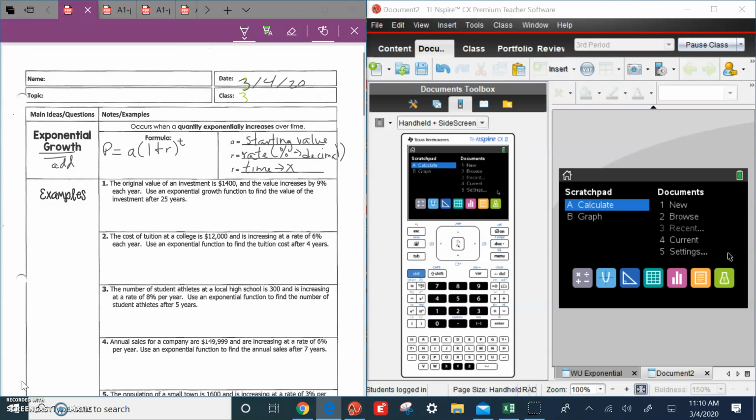It says the original value of an investment is $1,400, and the value increased by 9% each year. Use an exponential growth function to find the value of the investment after 25 years. So there, our initial value or starting value is $1,400. Our rate is 9%, but we're going to write that as 0.09.